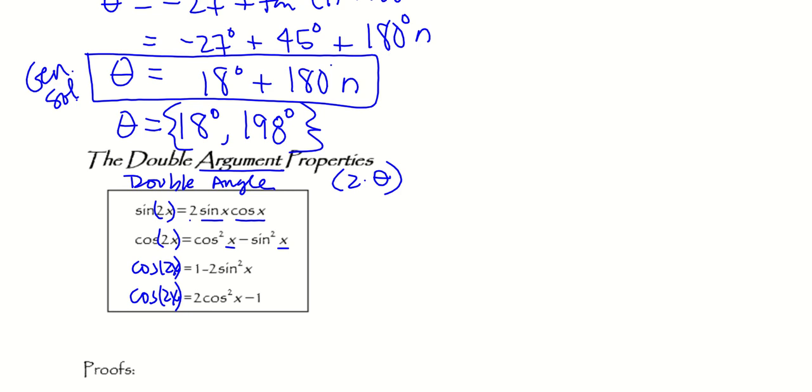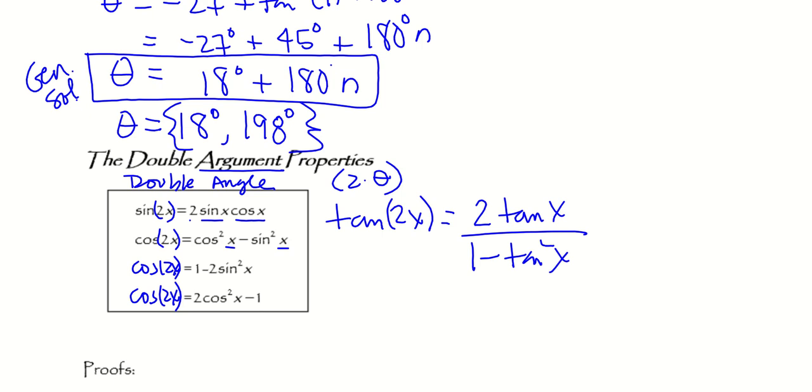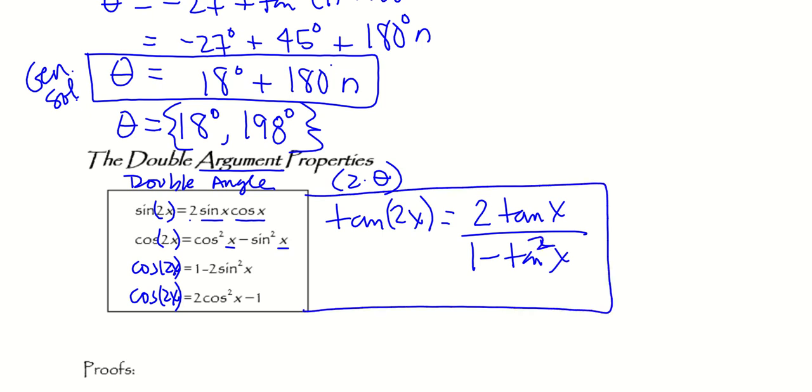So there is another one for tangent. Let's add that. We also have the tangent of 2 times x is equal to 2 times the tangent of x over 1 minus the tangent squared of x. So you can add that to your notes.